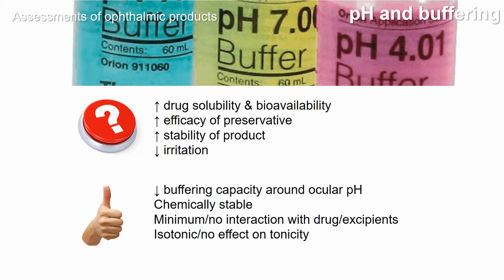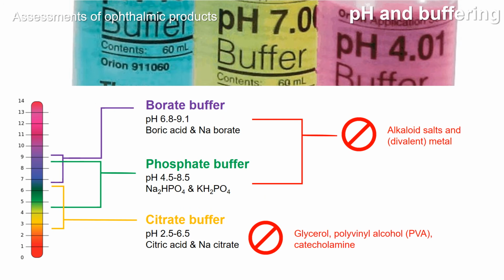A good buffer must have a narrow buffering capacity around ocular pH so it won't cause much irritation to the eyes. It must be chemically stable and have minimum or no interaction with drug and excipients. Also, it must be isotonic or have no effect on tonicity. There are several types of buffers which you can use for ophthalmic products, such as borate buffer, phosphate buffer and citrate buffer, depending on the pH range desired. All of them are isotonic and consist of a combination of different salts or compounds.